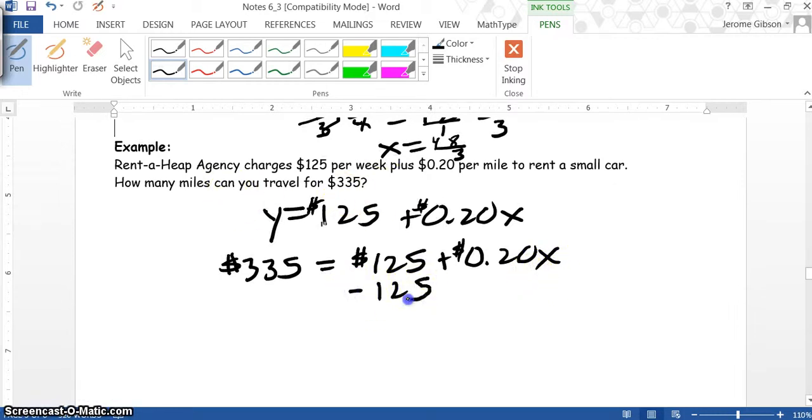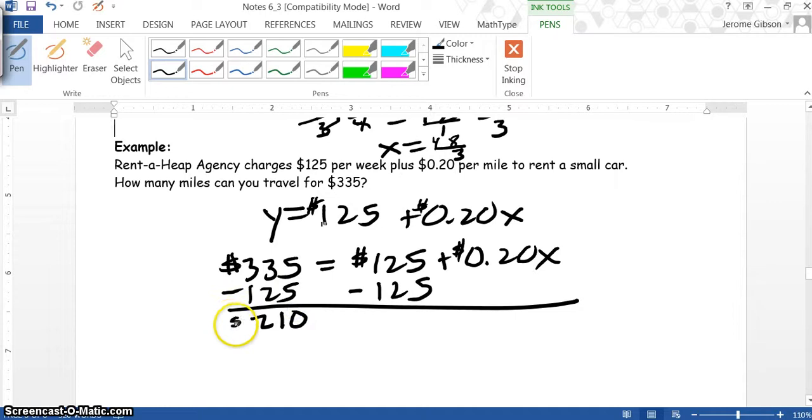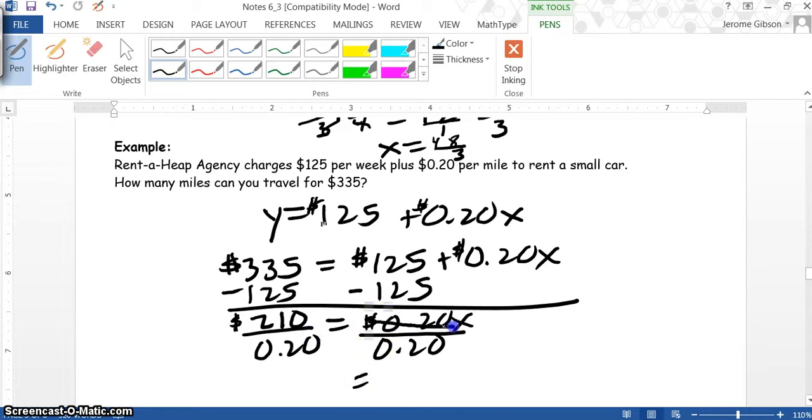So we'll subtract 125 on both sides. So then this will give us $210 is equal to 0.20x. Now we will divide each side by 0.20. And these 0.20s will simplify out and leave you x. So now we have 210 divided by 0.20. So then that would give us 1,050.